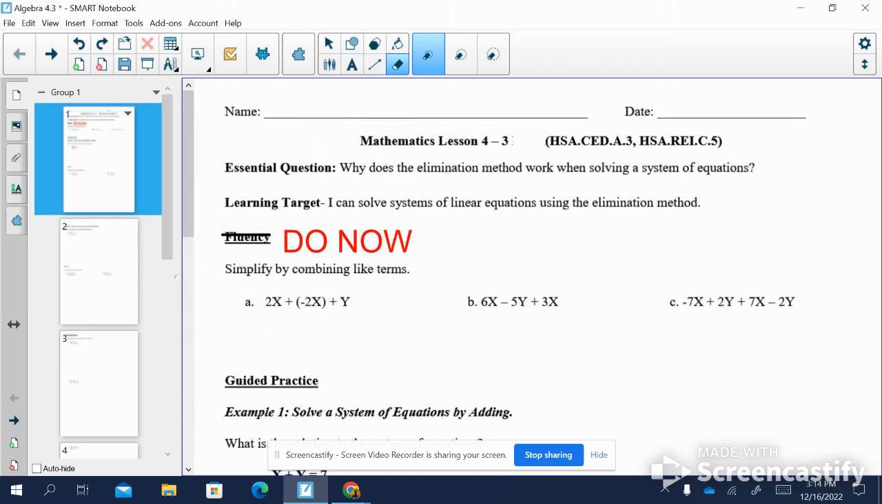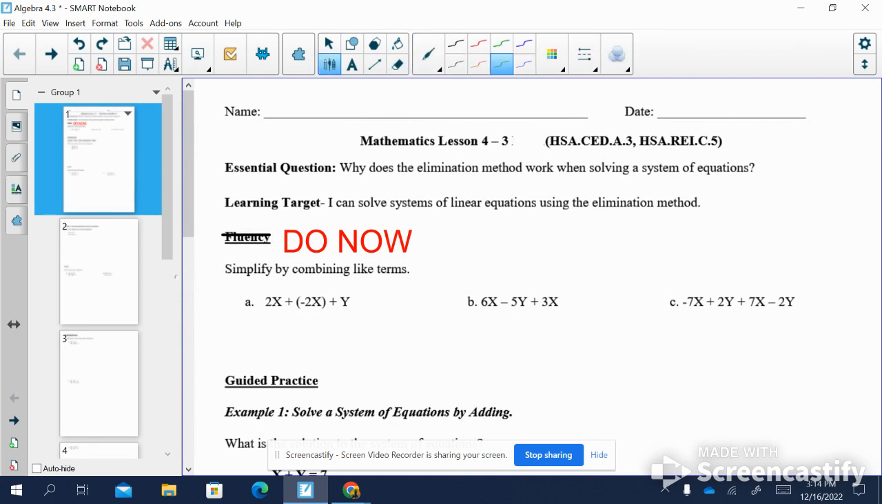So today in class we learned a little bit about the elimination method. The elimination method is used to eliminate a variable. So since we have two variables, x and y, we are going to eliminate one of them. Well, how do you eliminate a variable?